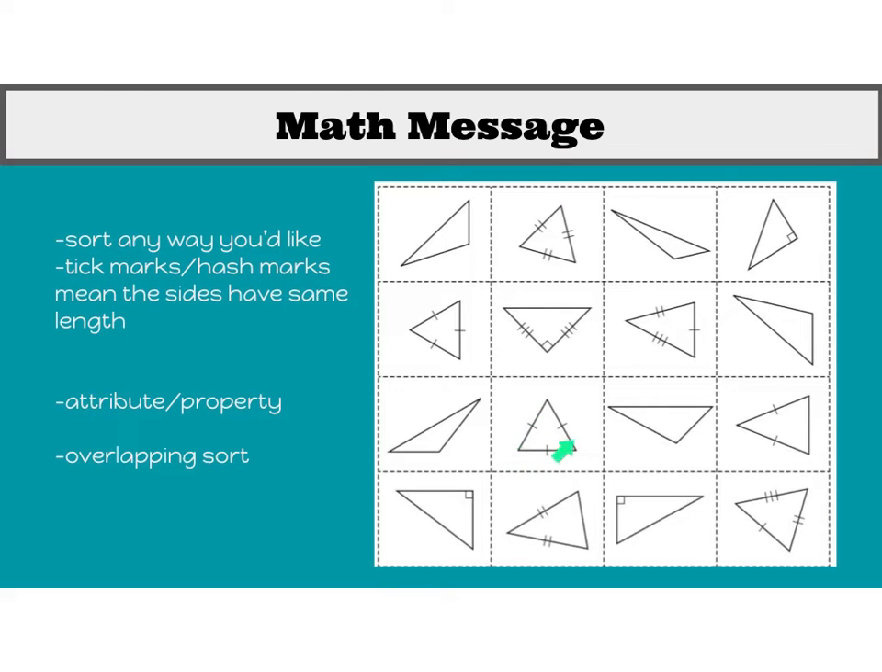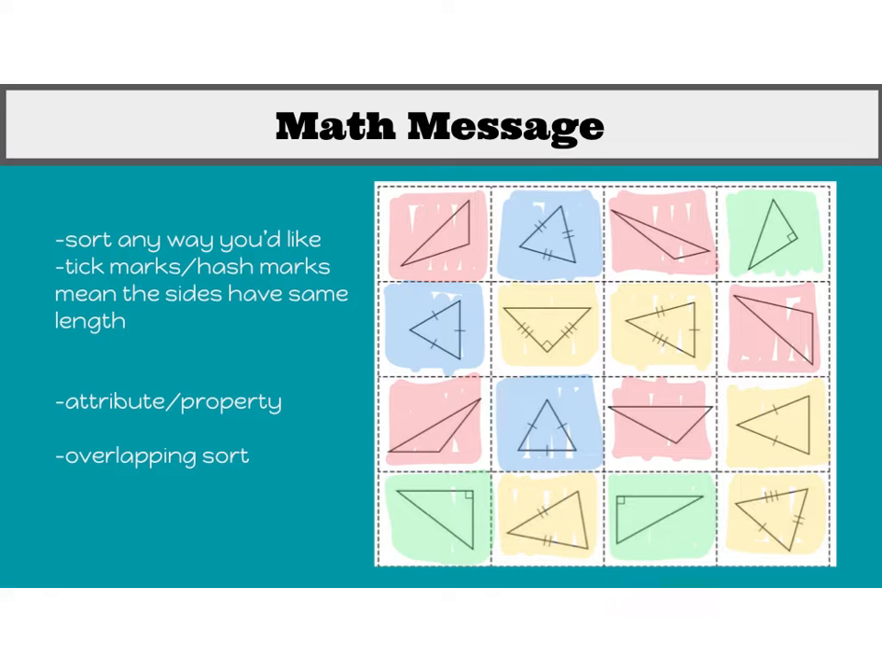This one we have all 3 sides are equal. This one we have 2 sides that are equal. This one has a right angle, 2 sides that are equal. Right angle, 2 sides that are equal, and one that is not. So what I want you to do is pause your video and think about how would you sort these triangles. And you can sort them any way you'd like, but I want you to be thinking about those tick marks and the other symbols that we just talked about. So pause your video and let's see what you got.